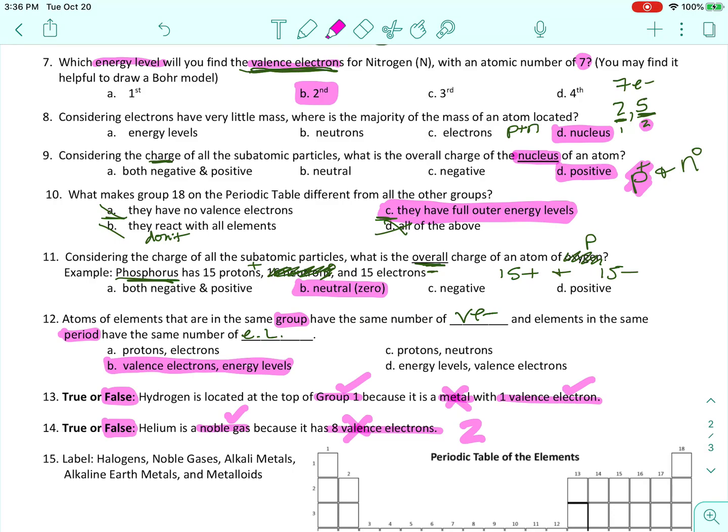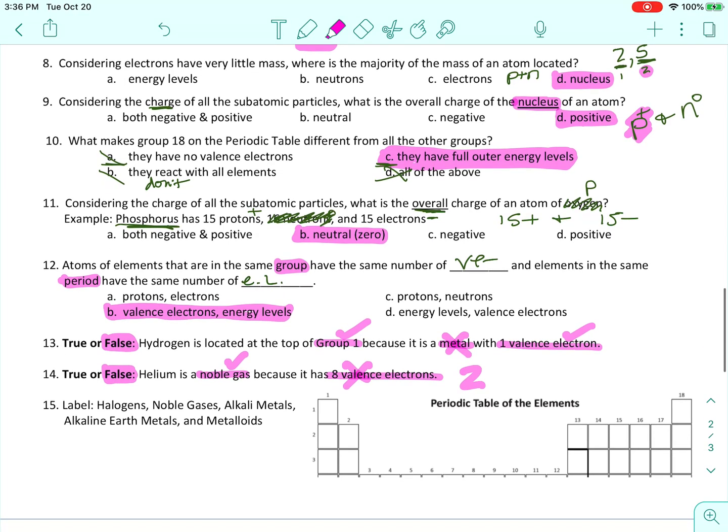It's with group 18 because its energy level is full. Remember, that first energy level can only have 2 electrons. And so helium, because it has 2 electrons, its energy level is full. And that's why it goes with the noble gases.